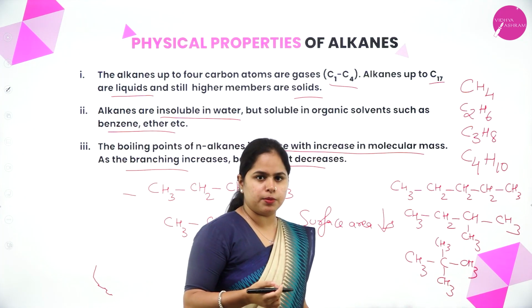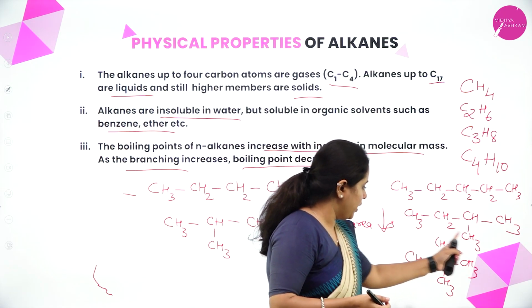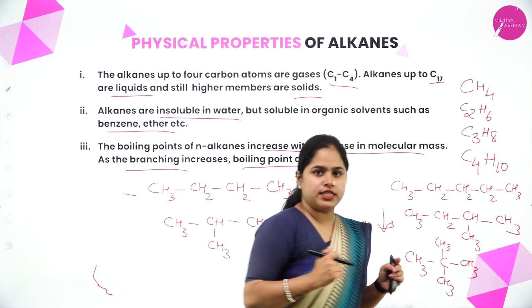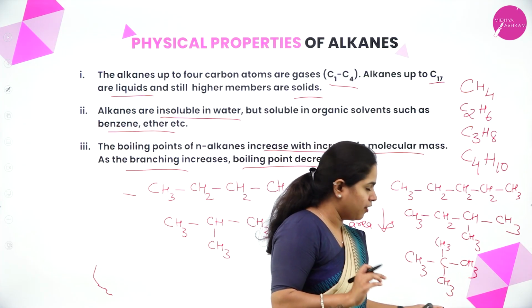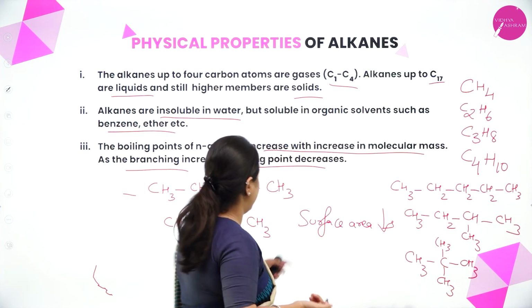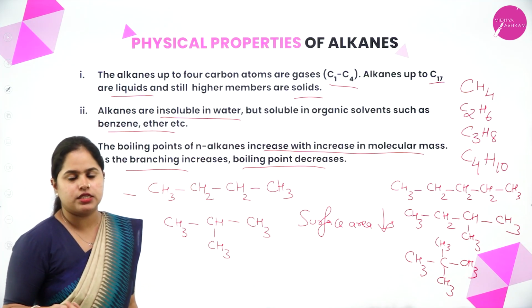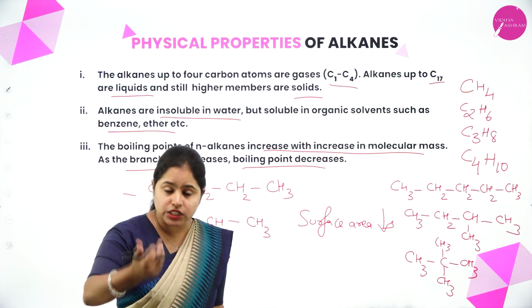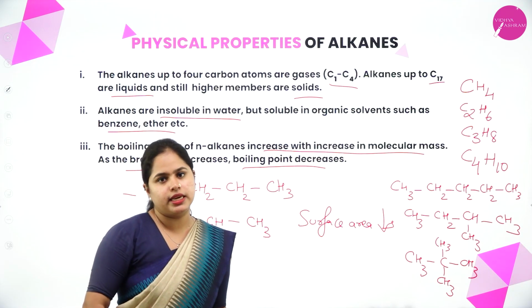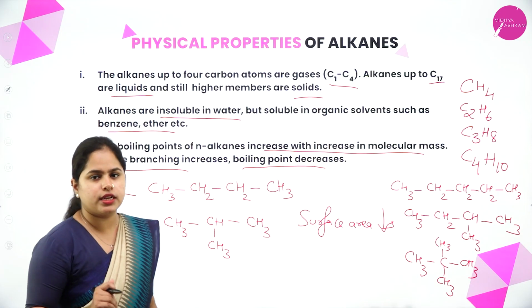All are having 5 carbon atoms. But as you can see, now in this, all the CH3 groups, methyl groups are attached to the same carbon atom and they have a very small surface area. Hence, the boiling point also decreases. So, when the molecular mass increases, boiling point increases, and when the branching increases, the boiling point decreases. So, I hope you understood the reason also.